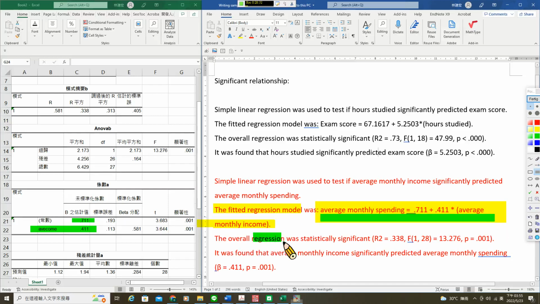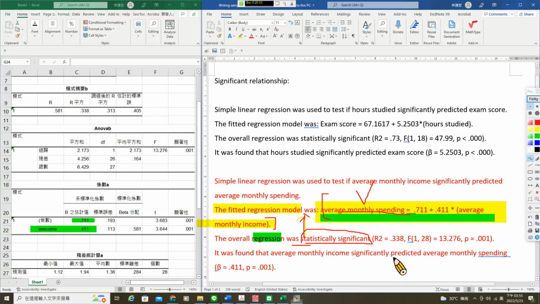So the overall regression was statistically significant. So we continue to justify whether this is useful, to say we can use this one to predict the average monthly spending. We found out that it is statistically significant. This means, yes, indeed, we can use this one. But how about if this is not significant? If this is not significant, then we have another way to show.